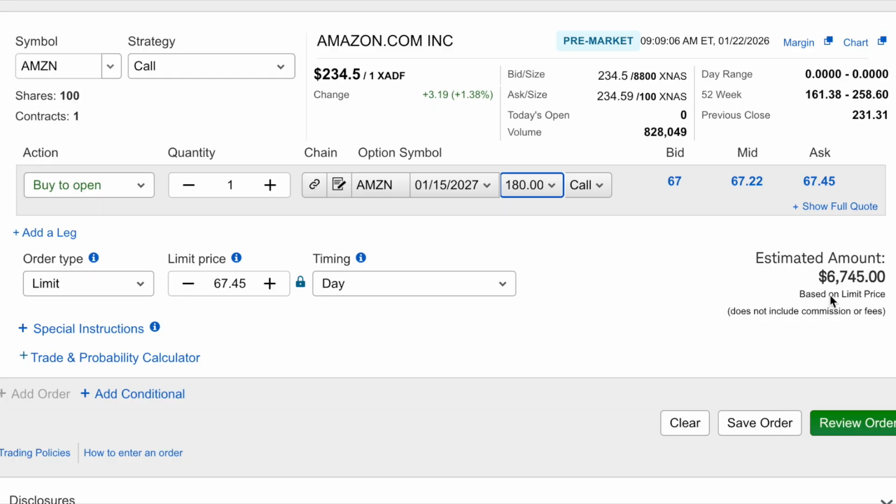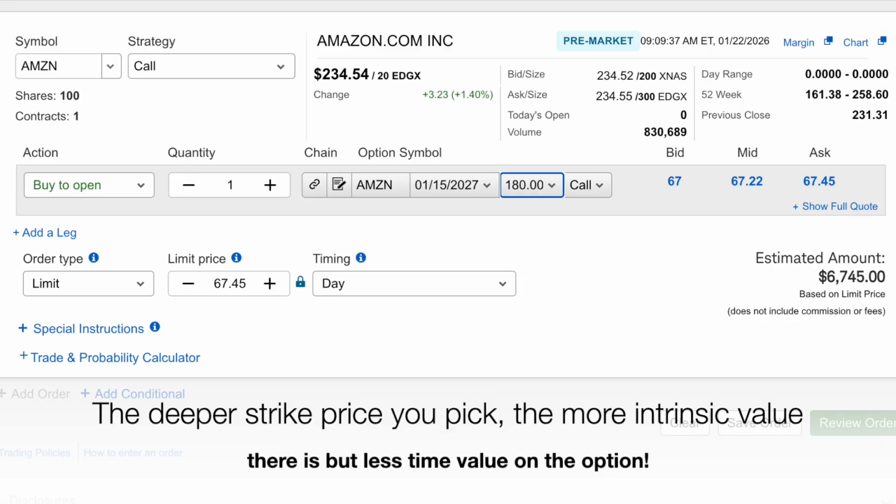So to calculate the time value on this option, you simply would subtract the total amount that this thing's going to cost, $6,745. We'd simply subtract the $5,500 in intrinsic value. And so that option, this one here, has $1,245 in time value. So less time value is tacked on the deeper you pick in strike prices. So that's something that you're going to be aware of as we continue to talk about options.